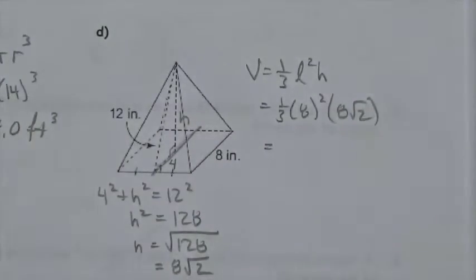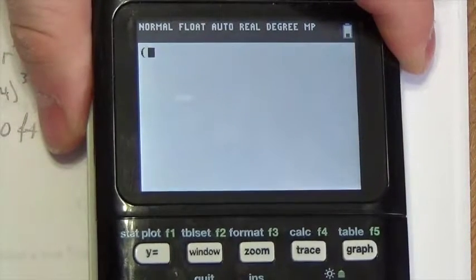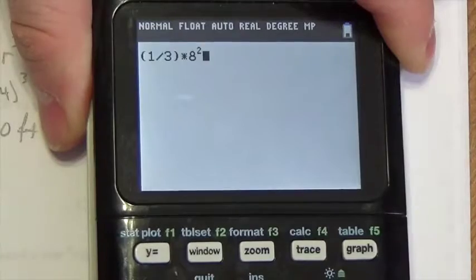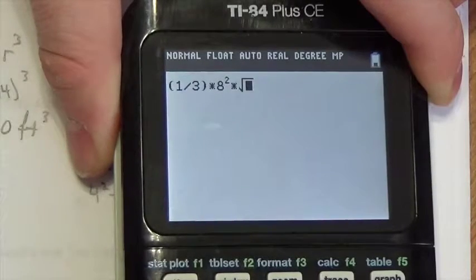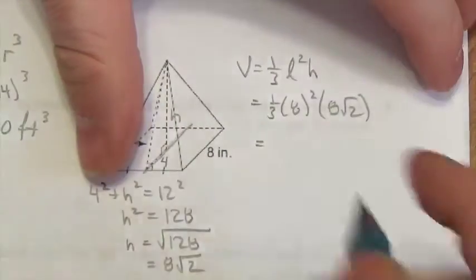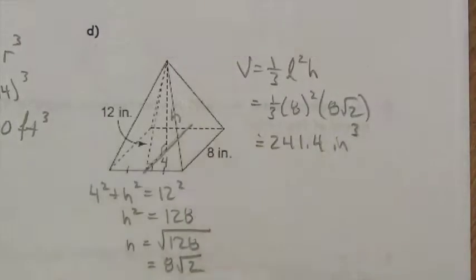Plug that into my calculator. So that will be 1/3 times 8 squared, or 64, times, sorry, off the top of my head I couldn't remember what it was, so I'll just go root 128. And we get 241.4. Approximately 241.4 inches cubed.